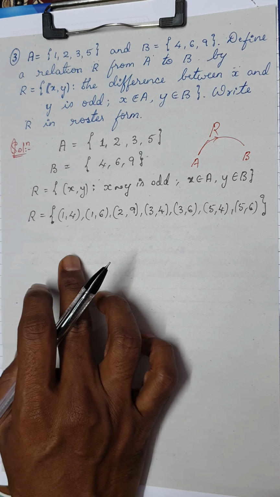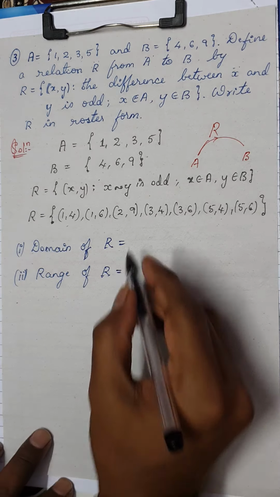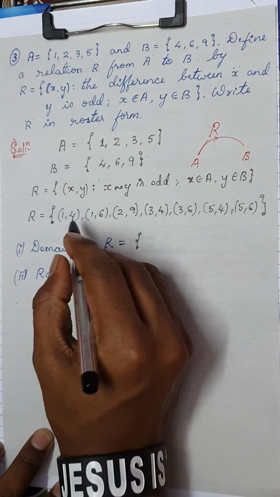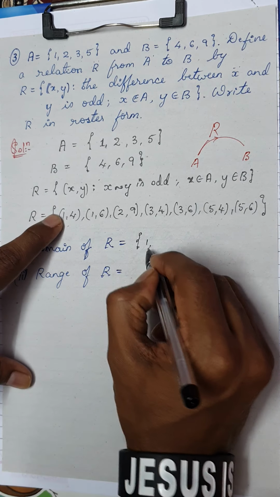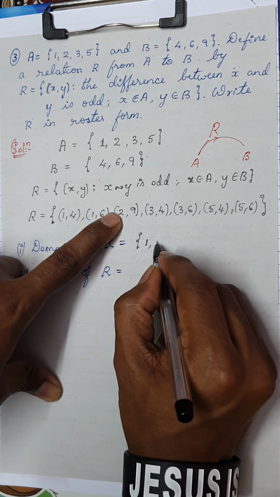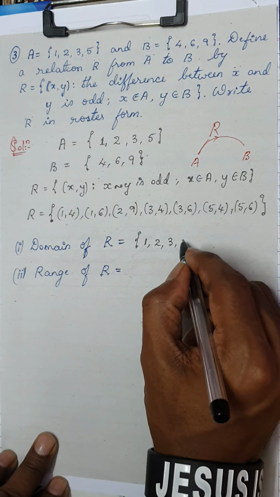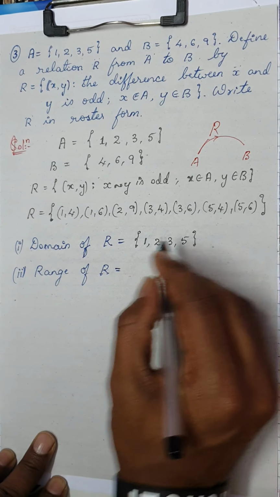For our reference, let us write the domain and range of R. So what is the domain of R? We can easily write it. Domain is the set of all first elements. So I'll take 1, I need not write it once again. I'll take 2. I can take 3. And I can take 5. So this is the domain.